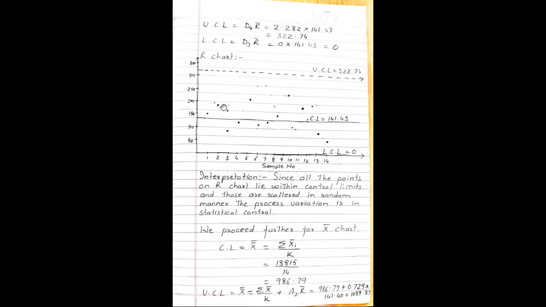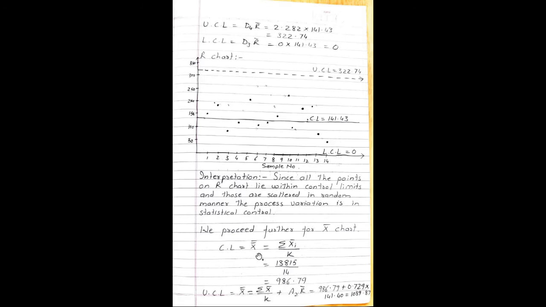So this is the R chart which we have drawn. Now see, all the points are within control limits. Since all the points on R chart lie within control limits and those are scattered in random manner, the process variation is in statistical control. We proceed further for X bar chart.